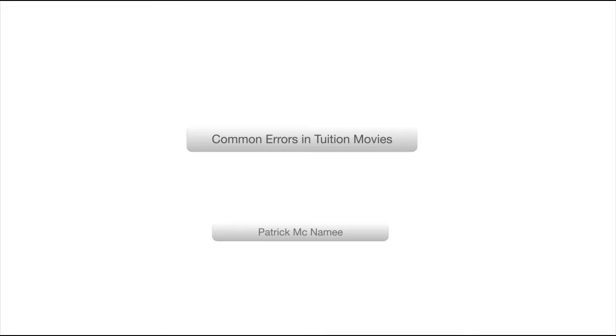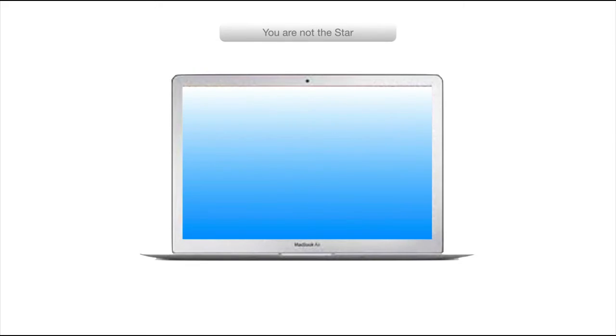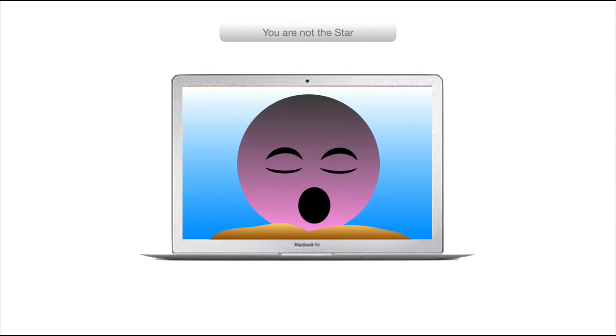Hi. This movie is about common errors that I have seen in many tuition movies. The first thing to realise is that you are not the star. It is the content that is the star. And if you make a movie with just yourself filling the screen and talking, it probably won't be hugely successful. And there are good reasons why this is so.